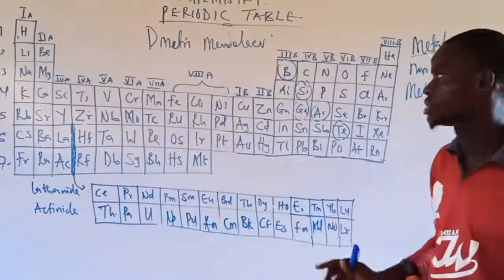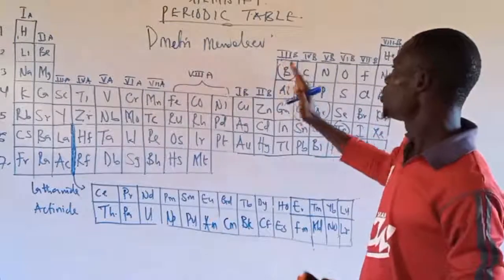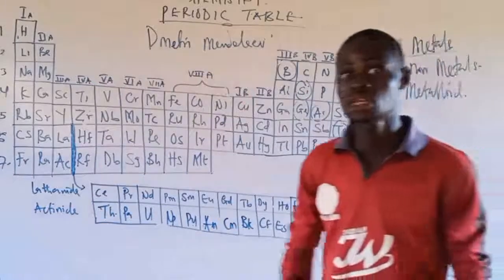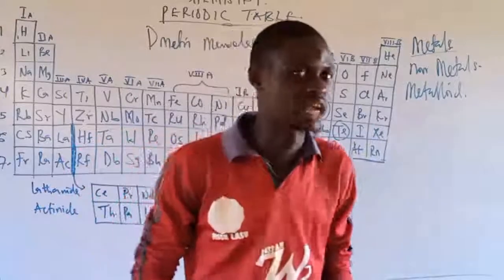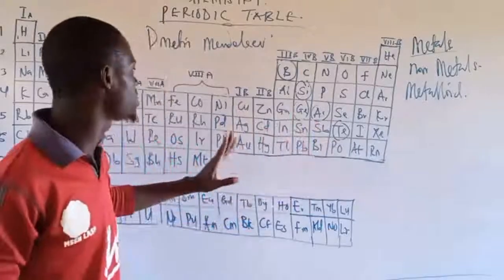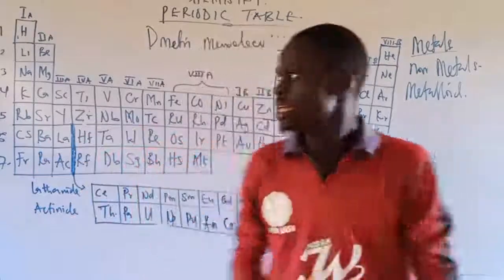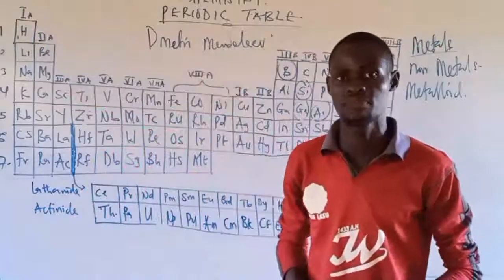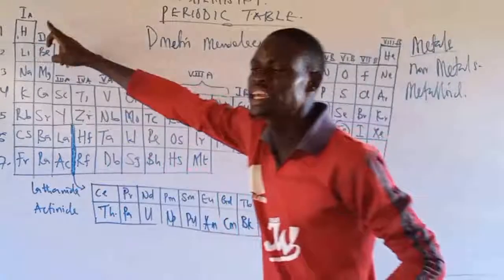Now, I said something earlier on that all A elements are metals, while B elements are classified as what? Non-metal. They can also be classified as what? Metal. And they can be classified as what? Metalloids. Please note that. Now, the metals in the B elements, like the 1B, the 2B, and the 3B, have varying properties that are different from the 1A and the 2A, which are the major metals that we have here.